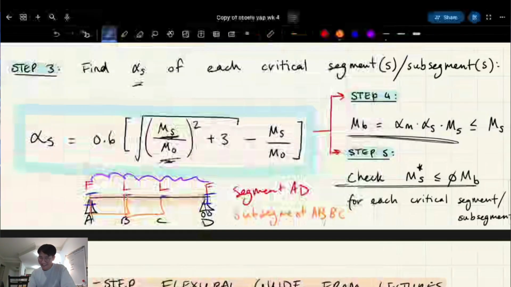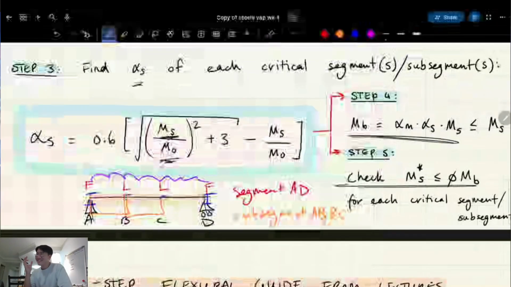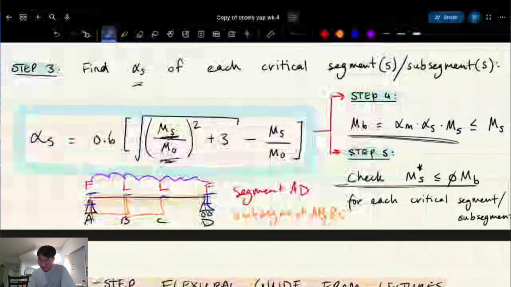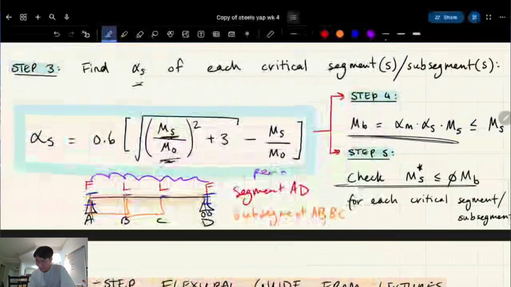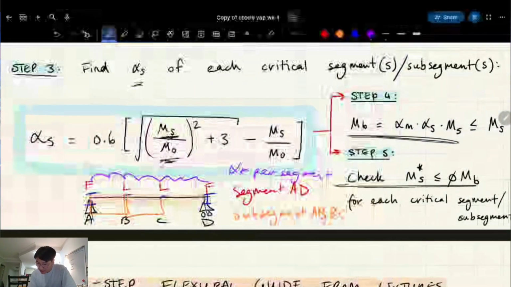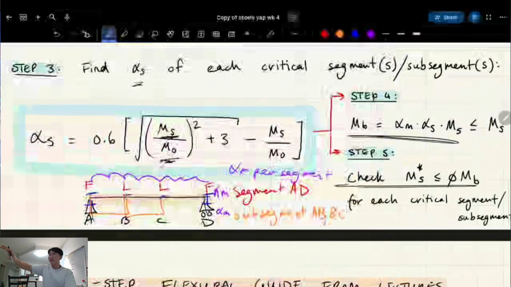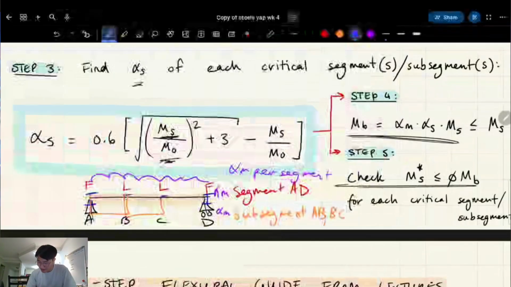Thing is, we're not even there. This wasn't even my point. Alpha M is calculated per segment. So alpha M for this whole thing is going to be one value. It's constant, the same for the whole segment. Alpha S, guess what? Is per subsegment.